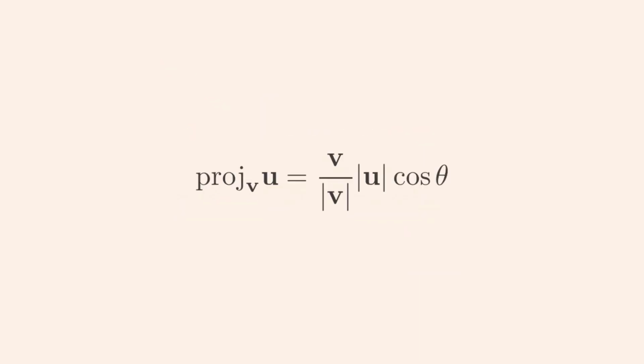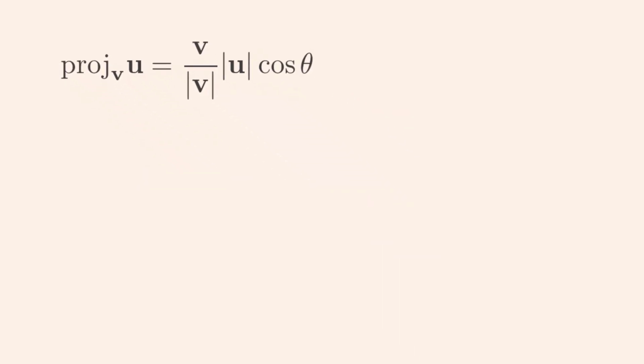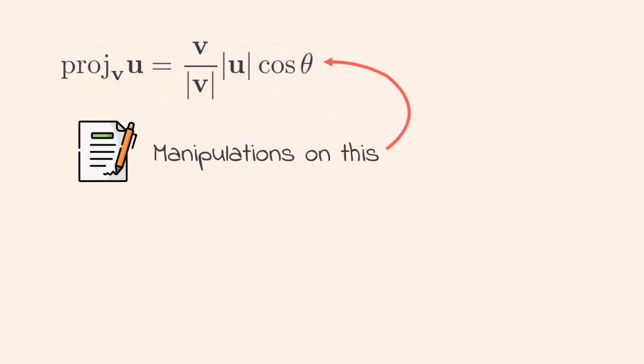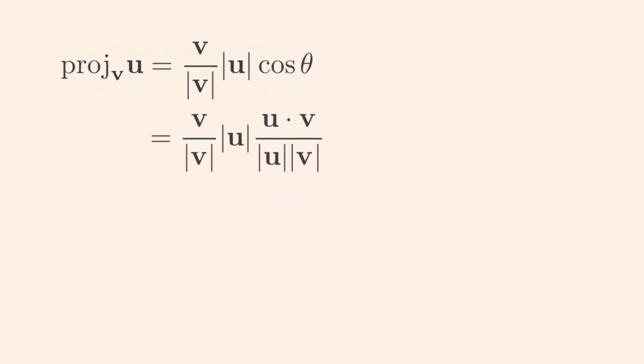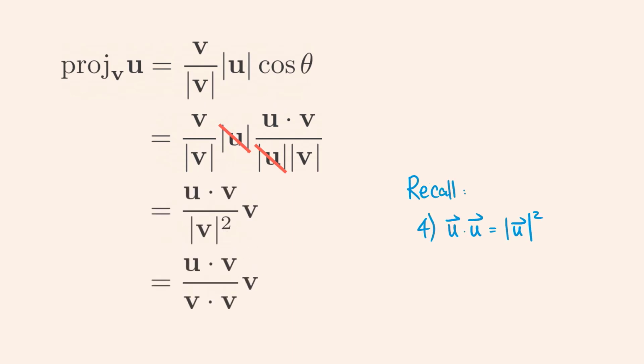So that's our formula. For computational purposes, we can do a little bit of manipulation to obtain a formula involving a dot product. We call this the cosine formula for dot product. We can replace this cosine of the angle by the formula and simplify. Then we have a new formula.